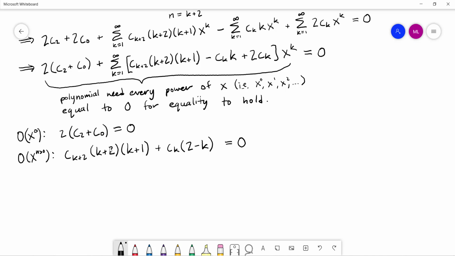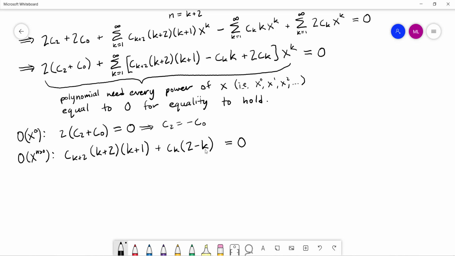This one is going to give us our recursion relation, and this one gives us a relationship specifically between C0 and C2. So this first one right here tells us that for that sum to be 0, C2 needs to be the opposite of C0. C2 and C0 are opposites of one another.